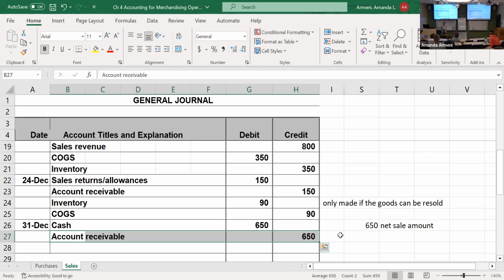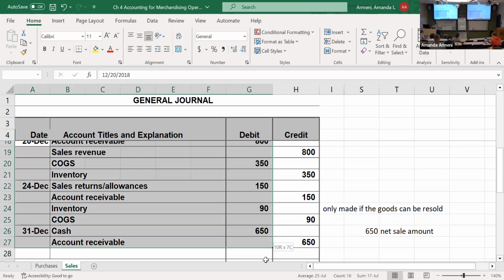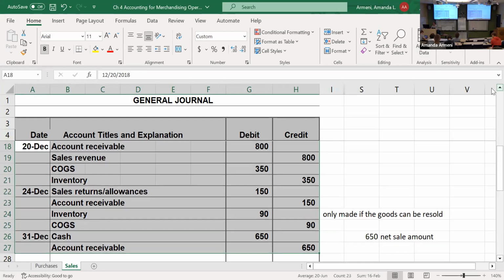One final thing on this. My net sale amount was 650. What was my total cost of goods sold for this transaction? This set of transactions, I should say. What was my total cost of goods sold?